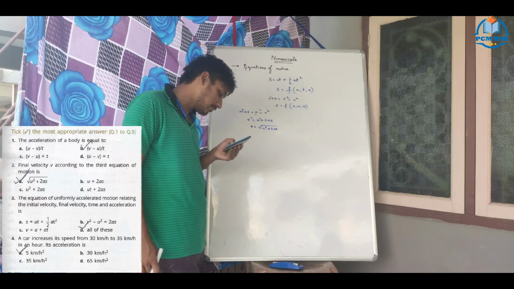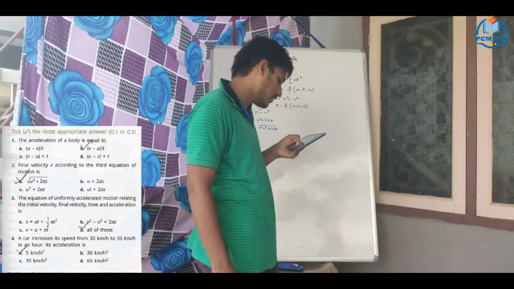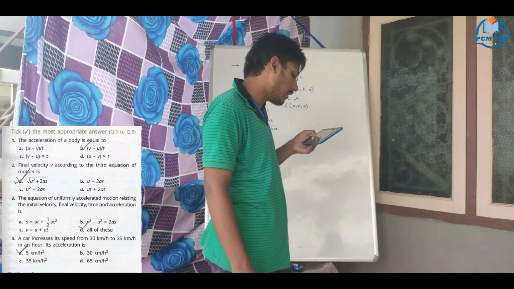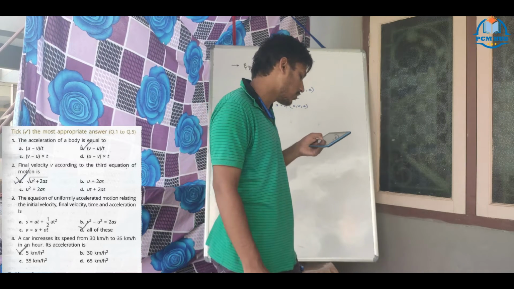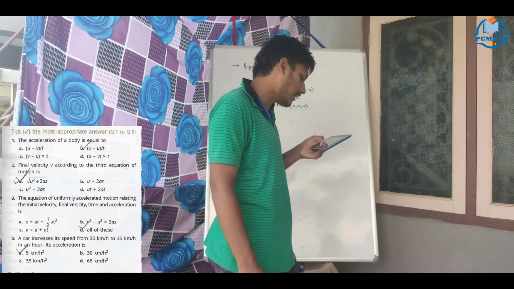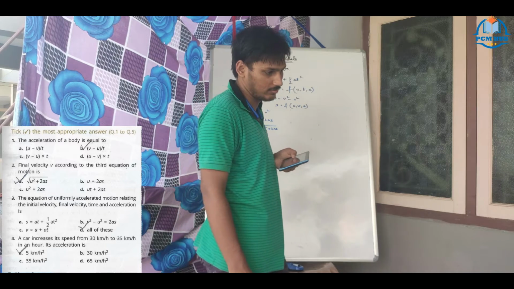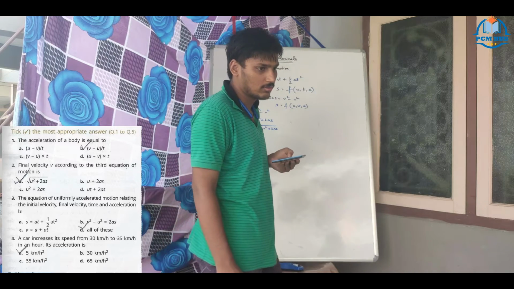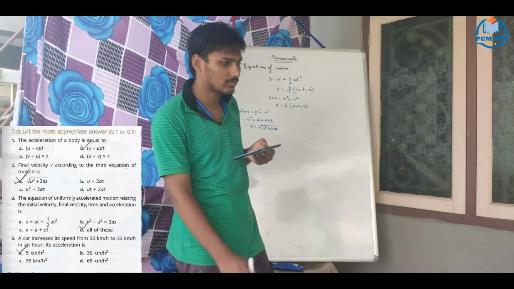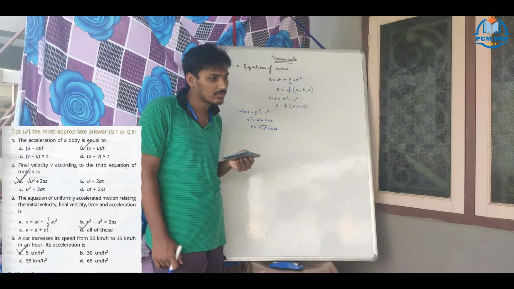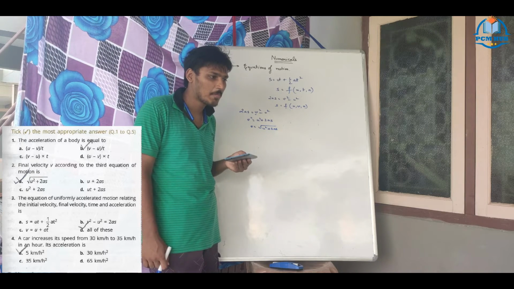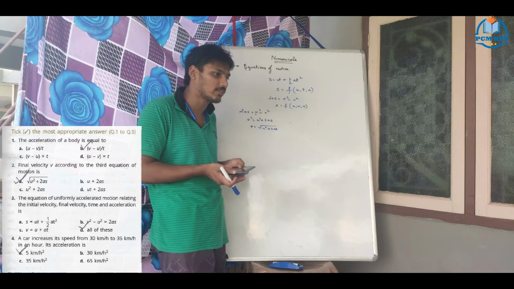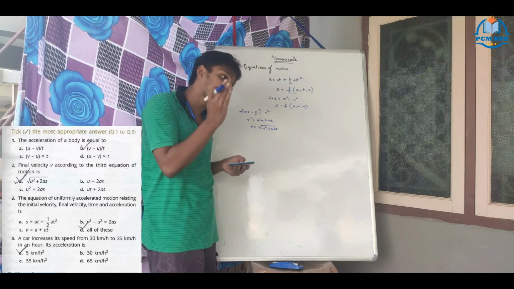There are options given: s equal to ut plus half at square, v square minus u square equal to 2as, v equal to u plus at, and d is all of these. Which one? C is correct. Why C? Already I told, uniformly accelerated motions means equations of motion. Again, it is still only v square minus u square equal to 2as.